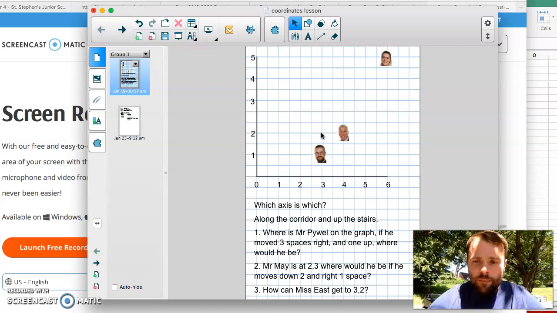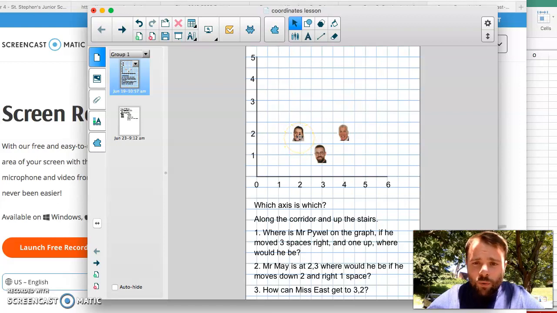Okay, so I want the easiest way that she can get there. So how can she get to 3, 2? So she's at 5 now. I'm going to take her down 3 spaces. So 1, 2, 3. There she is. And I want her to get to 3, 2. She's on 6 at the moment. So I'm going to go 1, 2, 3, 4. So we went down 3 and left 4.